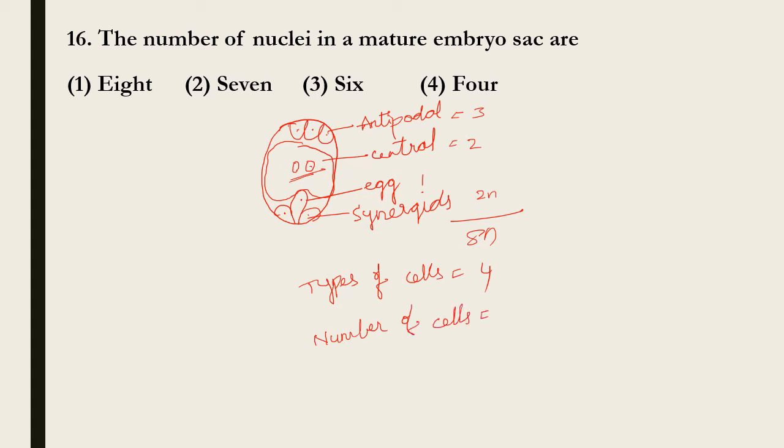Number of cells in the embryo sac. Antipodals 3, central cell 1, egg cell 1, synergids 2. So 3 plus 1 is 4, plus 3 is 7. So it consists of 7 cells, and these 7 are divided into 4 types. So types of cells in the embryo sac: 4; number of cells in the embryo sac: 7; number of nuclei in the embryo sac: 8. So now the answer is option 1.